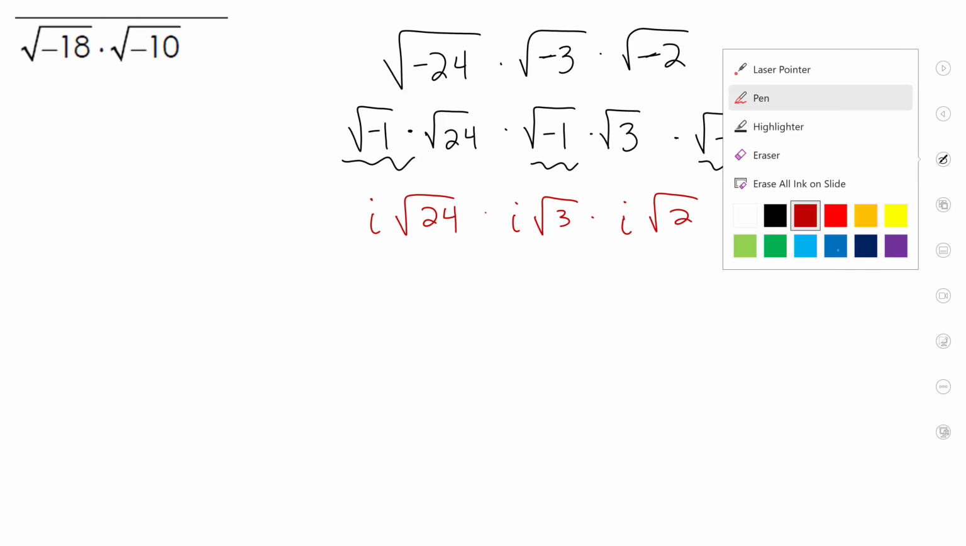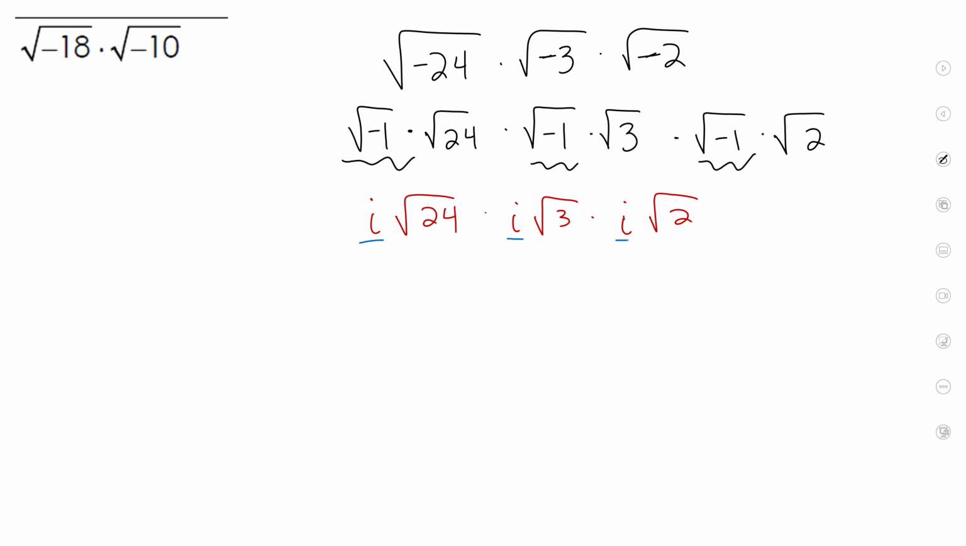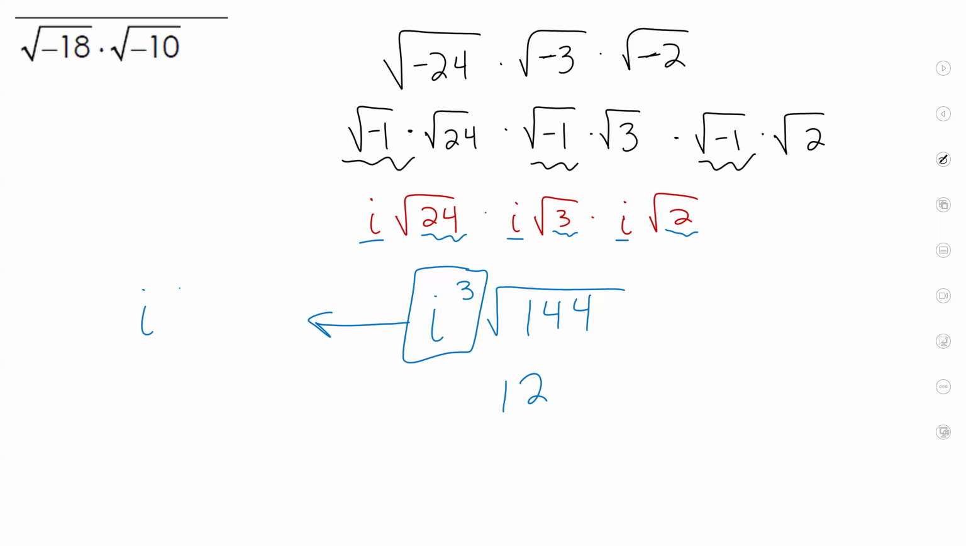Now let's combine the i's. What's I times I times I? I cubed. Let's combine the square roots. What's 24 times 3 times 2? 144. Okay, let's continue to break this down. What's the square root of 144? 12. Okay, and then we have this I cubed. Remember, we can write this as I squared times an I. I squared is just negative 1 times I. So this is just negative I. Negative I. That's your answer.